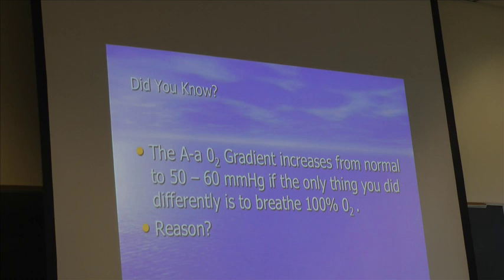Did you know that the AA gradient increases from normal to 50 to 60 if the only thing you did differently is to breathe 100% oxygen? And what is the reason? When we're breathing room air, 5 to 10 Torr is a normal AA gradient, but when we're breathing 100%, we're going to notice a difference.